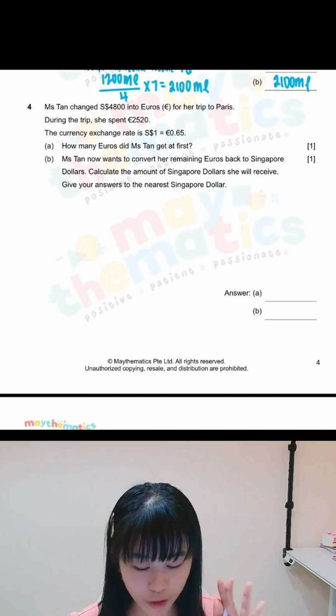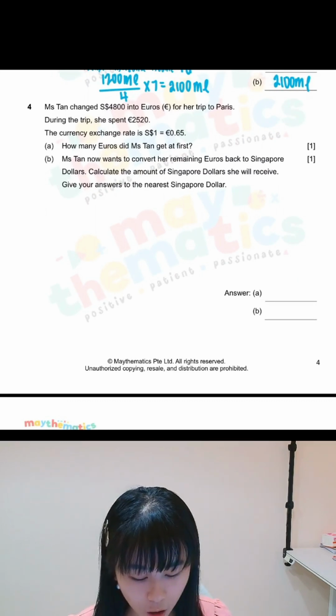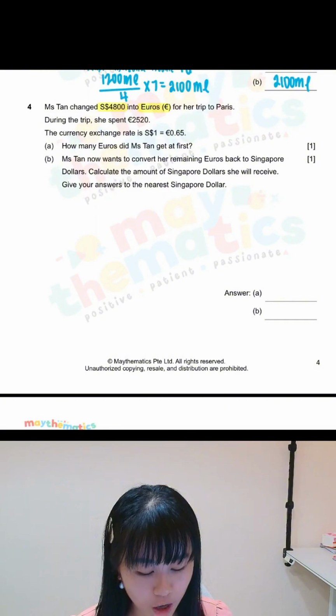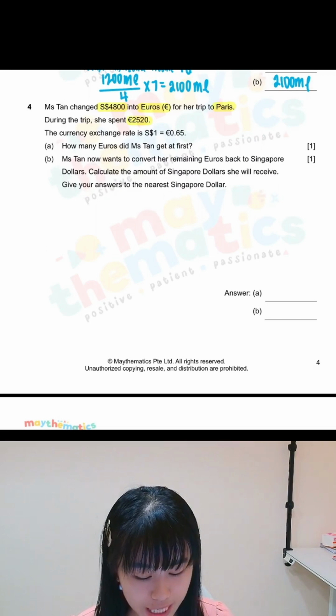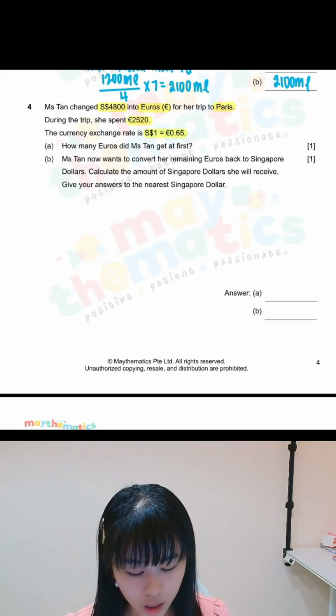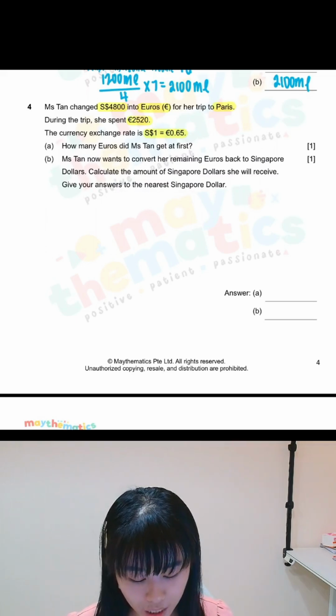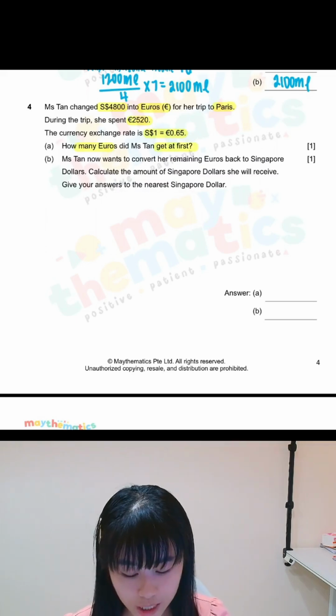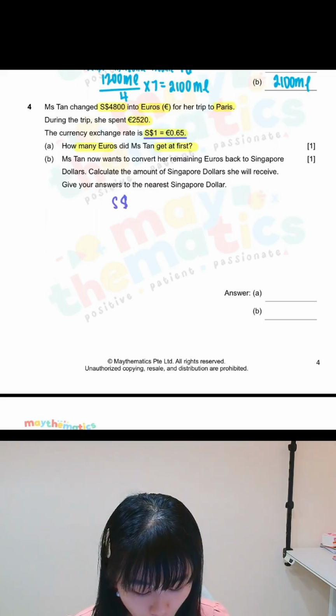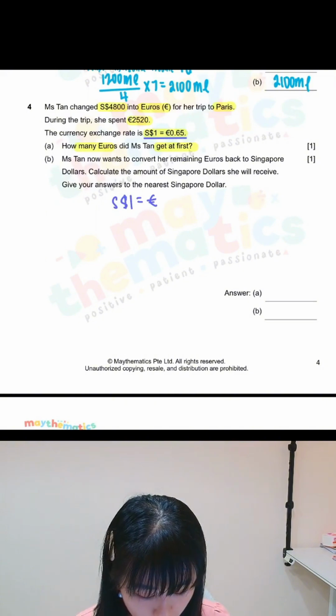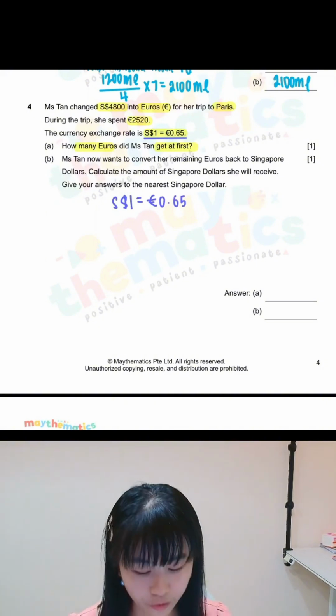So question 4, we have Miss Tan change Sing dollar 4800 into euros for her trip to Paris. During the trip, she spent euro 2520. The currency exchange rate is Sing dollar $1 to euro 0.65. How many euros did Mrs. Tan get at first? So first thing first, when you see a rate, copy the rate down. Singapore $1 is euro 0.65.